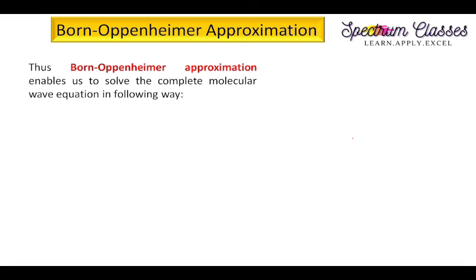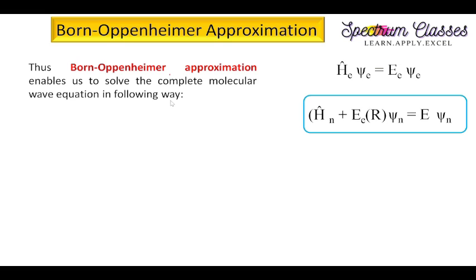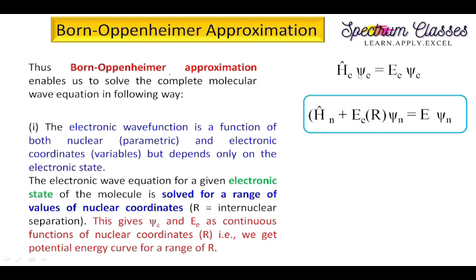Now we are moving to the conclusion part. This Born-Oppenheimer approximation enables us to solve the complete molecular wave function in the following way. Here this is in two parts: one is the electronic part and the other is the nuclear part. We first discuss the electronic wave function. It is a function of both nuclear and electronic coordinates, but in this case the nuclear coordinates were fixed, or parametric. Parametric means that at a time we fix the nuclear coordinates. So this can also be understood.